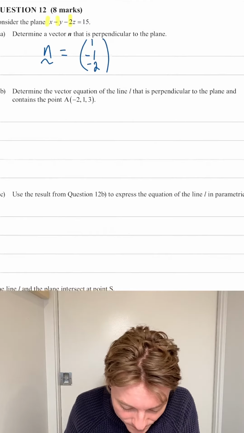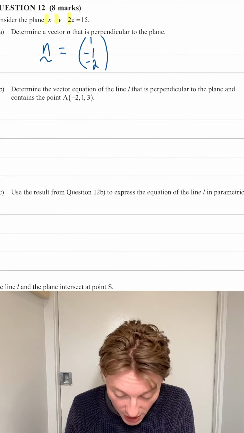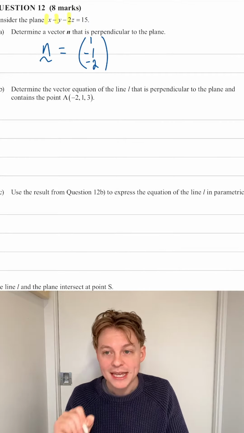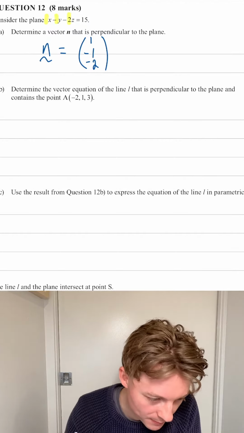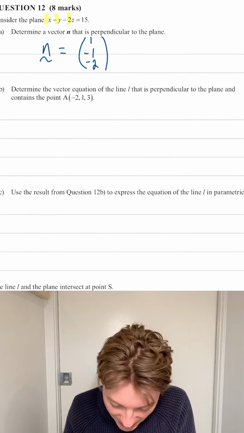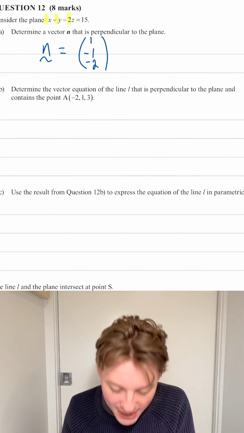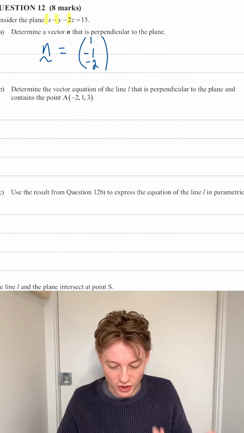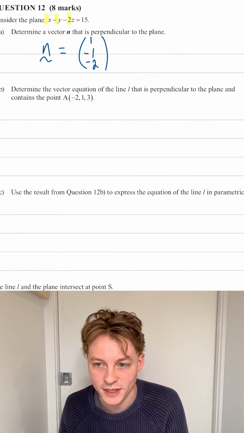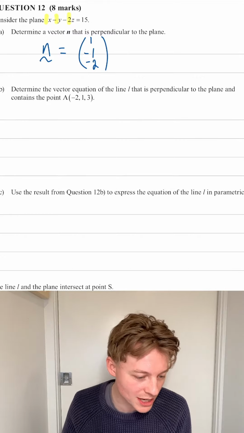Determine the vector equation of the line that is perpendicular to the plane and contains a specific point. So we want to determine the vector equation of a line L perpendicular to the plane. I know I read that out a few times, but when we're doing specialist questions, especially the vector stuff, reading a question multiple times is important.